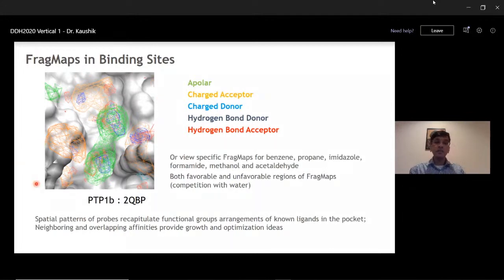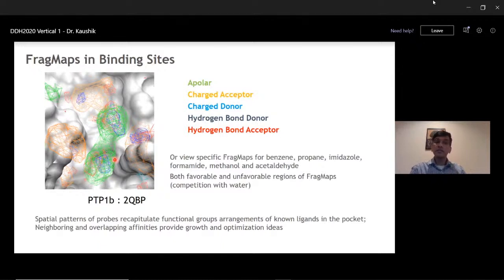Now, if you zoom into that site of interest, this is pretty much how spatially the different probe molecules have decorated this binding pocket. Again, obtained from the grid free energy styled approach of evaluating these affinity patterns. The color coding is here. So basically green is for how the apolar fragments have decorated this pocket. Orange is how the negatively charged acceptors have decorated this pocket. Cyan is basically how positively charged fragments of probe molecules have decorated this pocket.